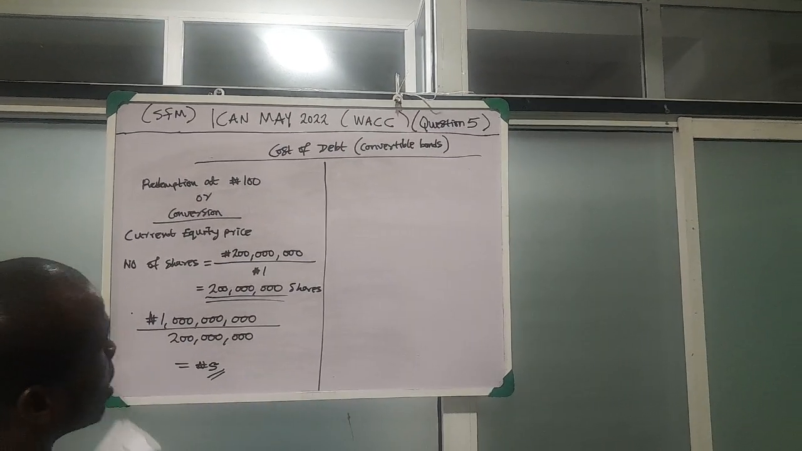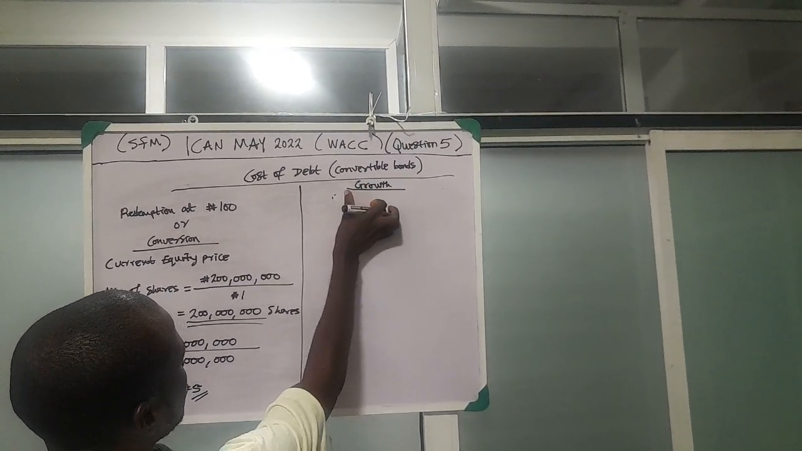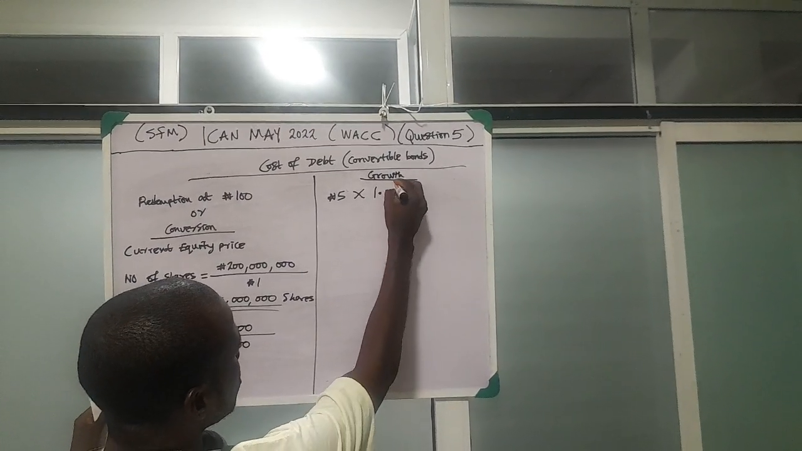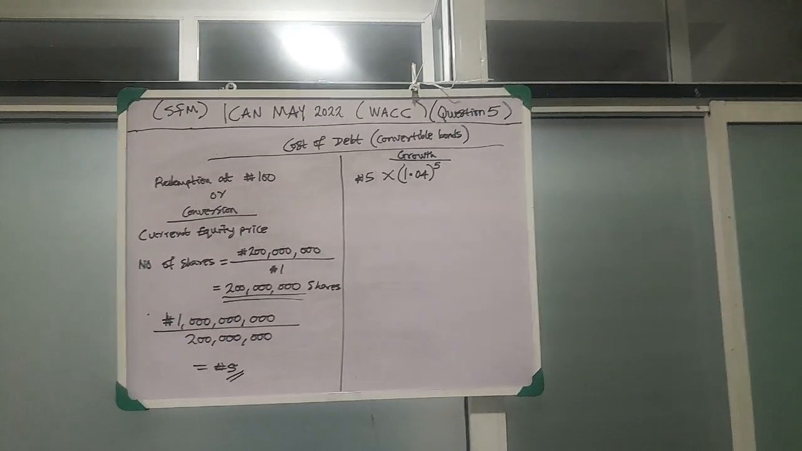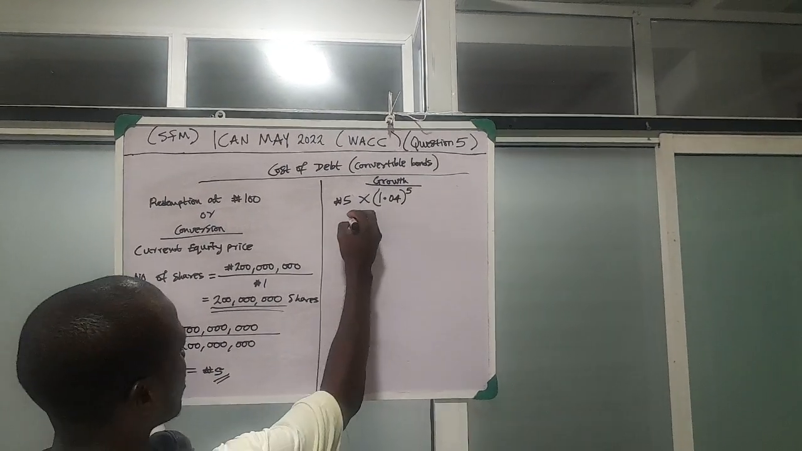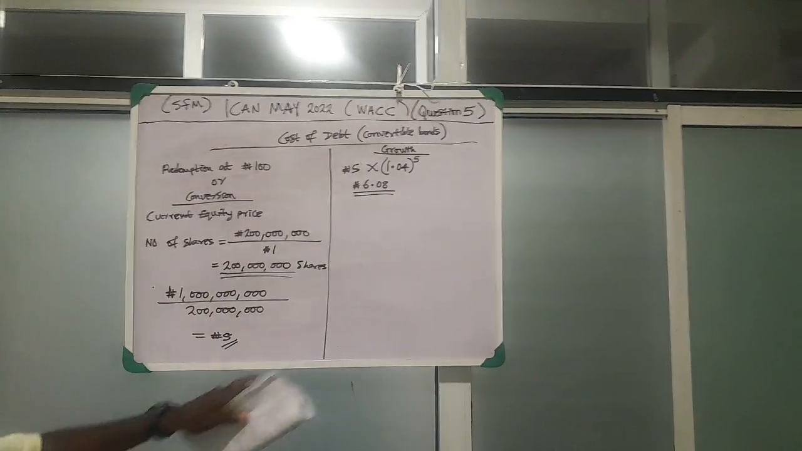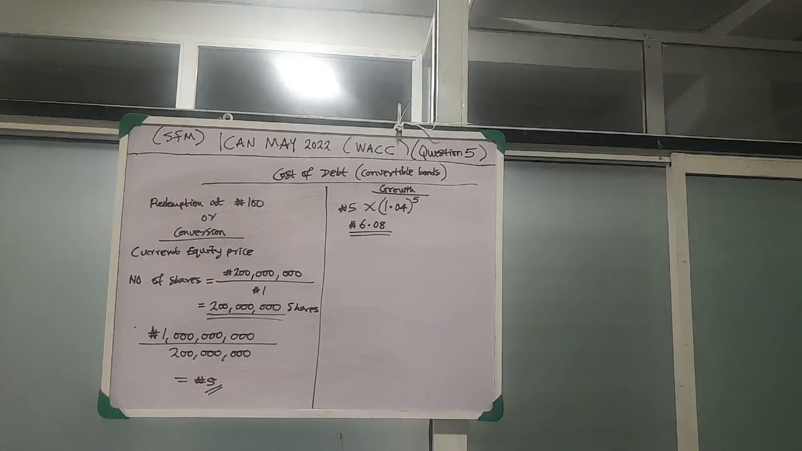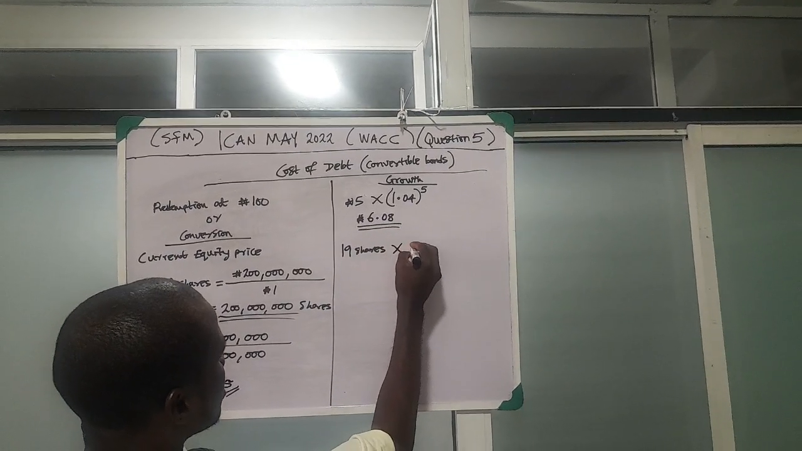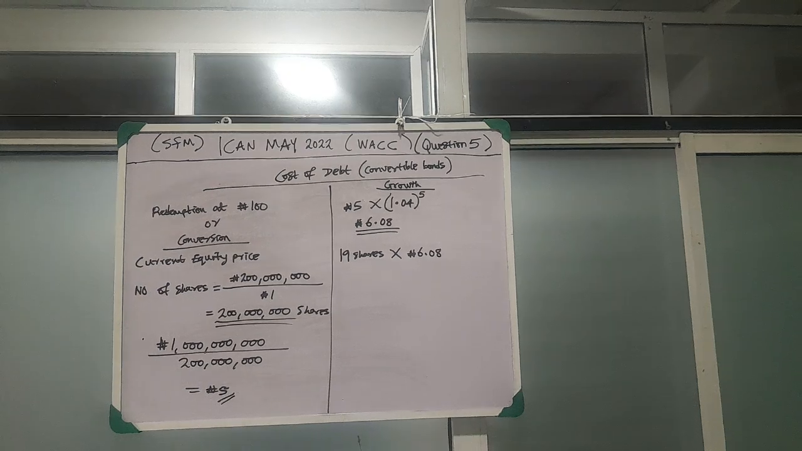So considering growth for 5 years, we'll have 5 naira times 1.04, which is the 4% growth, raised to the power of 5. That will give us 6.08 naira after considering the growth over 5 years. Then we'll multiply this 6.08 by the 19 shares they said you can convert to. 19 shares times 6.08 will give us 115.52 naira.